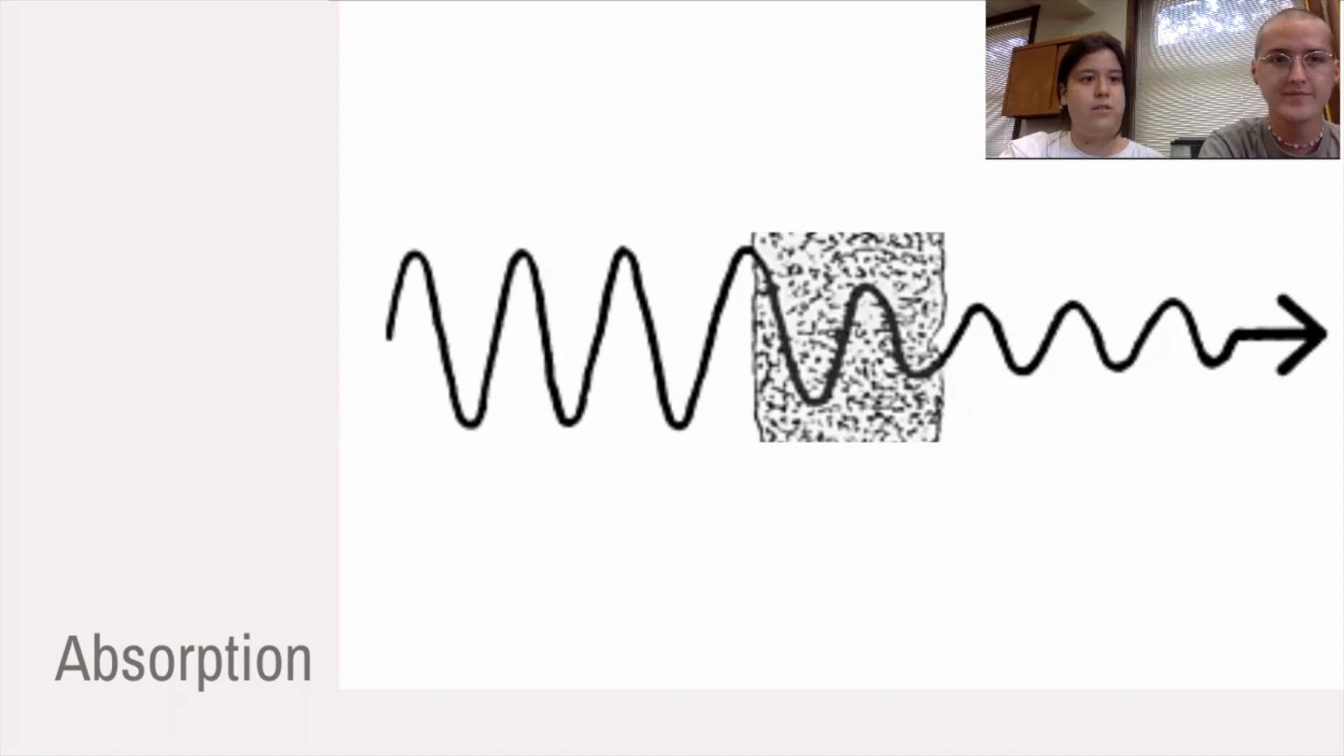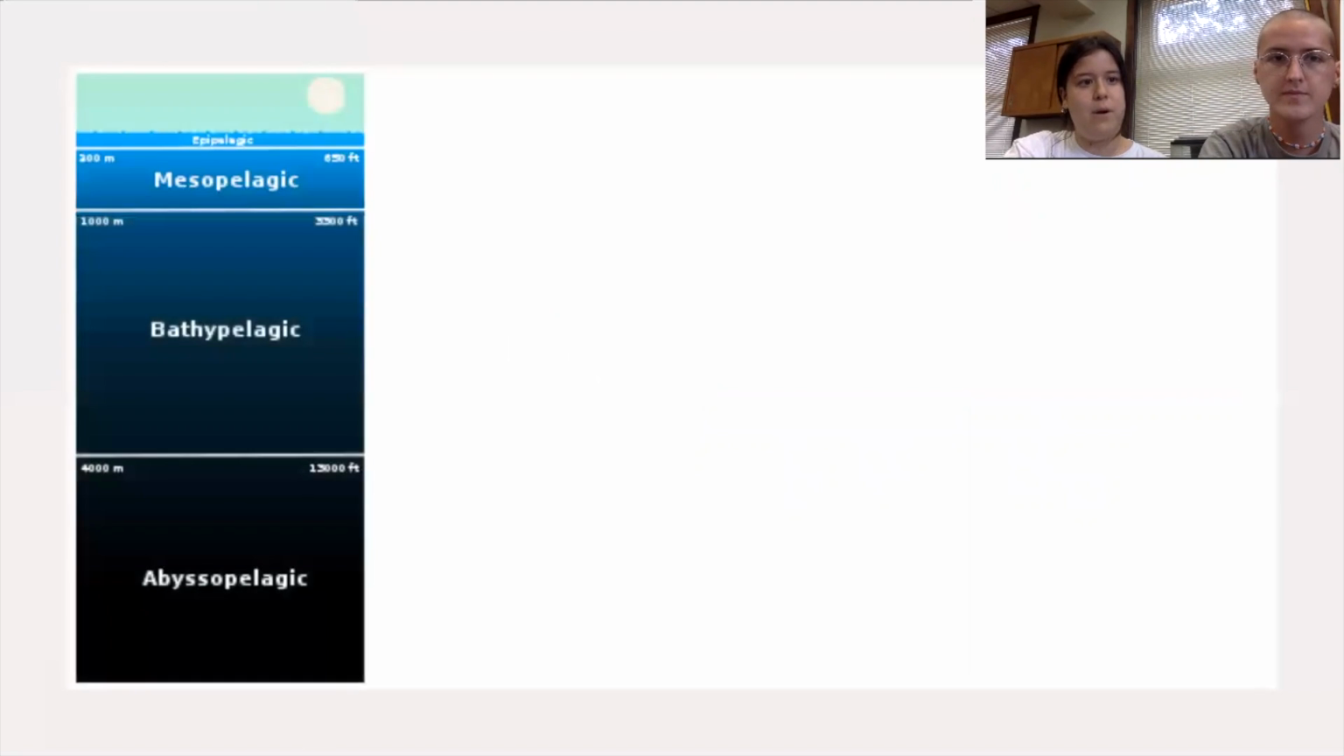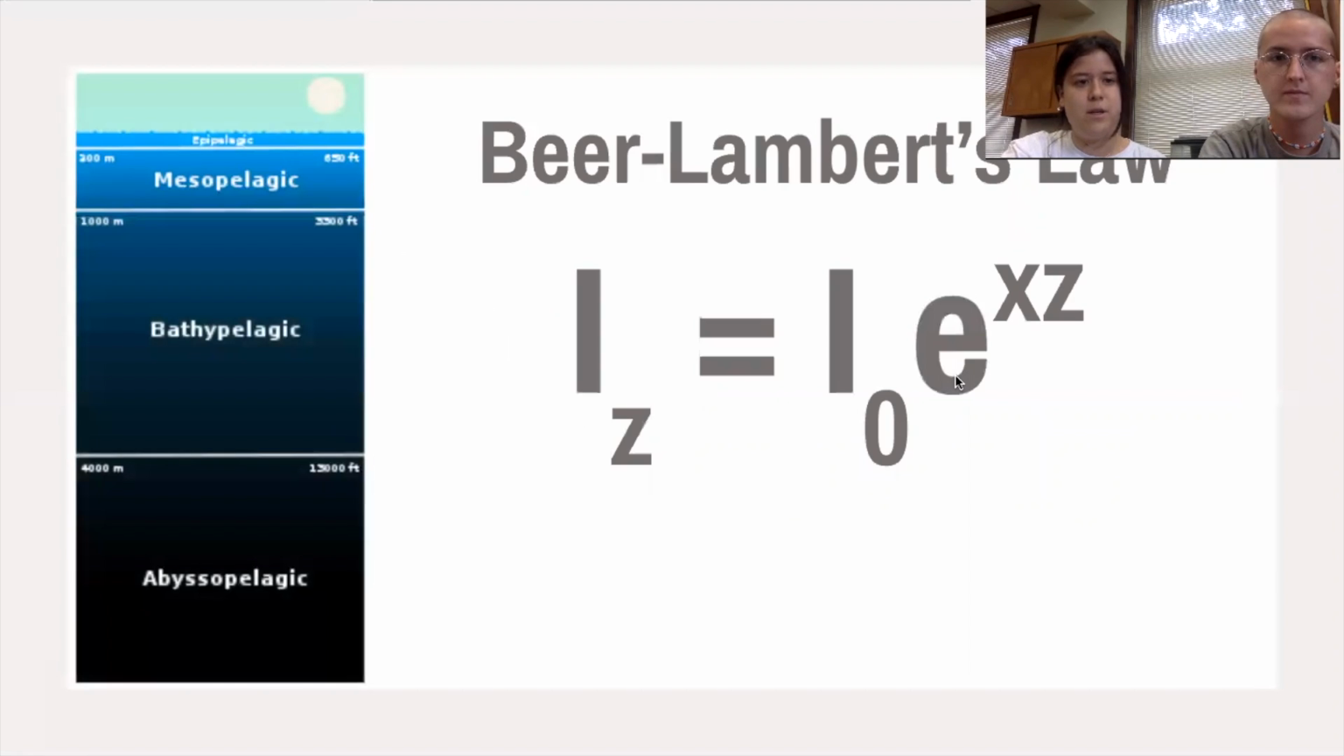If all of the wave's energy is absorbed, the medium is opaque, like how water becomes opaque with depth. Other particles too, like bacteria, further decrease energy. This is described by the Beer-Lambert law, or Beer's law. The absorptive capacity of a dissolved substance depends on its concentration in a substance. Iz is the intensity of light at a certain depth, while Io is the intensity of light at the surface. X is the light extinction coefficient, and Z is depth.